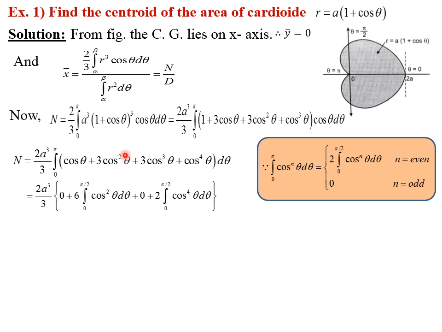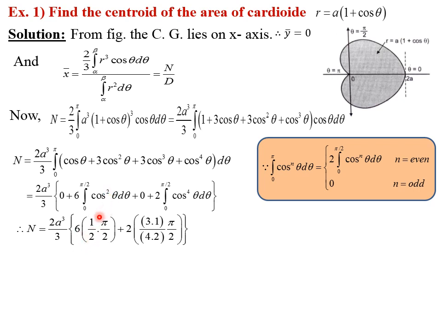Then the value of the second term will become 2 times, so 2 3s are 6, integration from 0 to pi by 2 cos square theta d theta, plus the value of the third term, again as n is odd, it will become 0, plus 2 times integration from 0 to pi by 2 cos raised to 4 theta d theta. And then by applying the reduction formula for cos raised to n theta d theta, we are getting 2a cube upon 3 term as it is inside a bracket, 6 times.